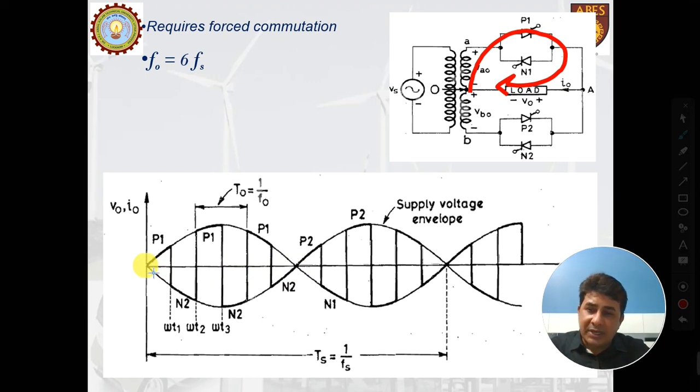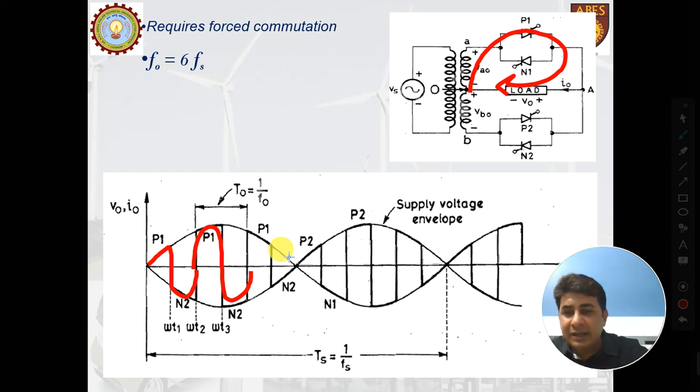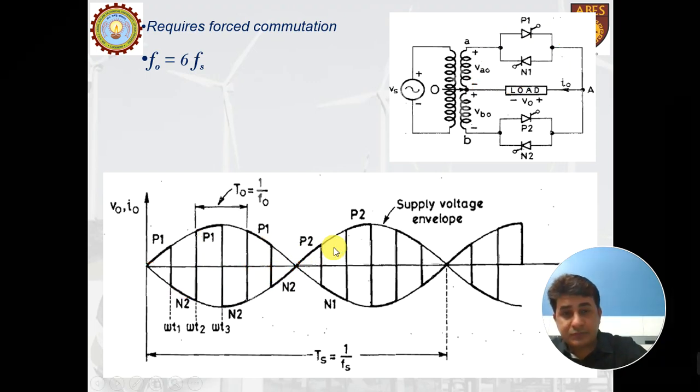N2. So basically if we look at this half cycle, we got this as the first cycle, then we got this as the second cycle, then we got this as the third cycle. So that means in one half cycle, we got three cycles, 1, 2 and 3. Now what happens when the second half of the supply comes?